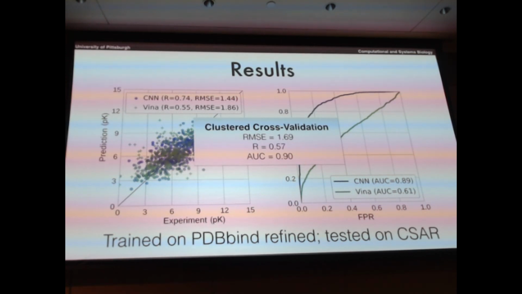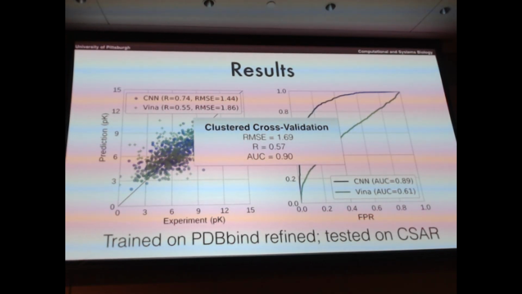And so this is a clustered cross-validation where the test set has targets that are distinct, less than 50% sequence identical to the training set. And of course, all these metrics go down, but it's still better than Vina. Okay. So that works fairly well.